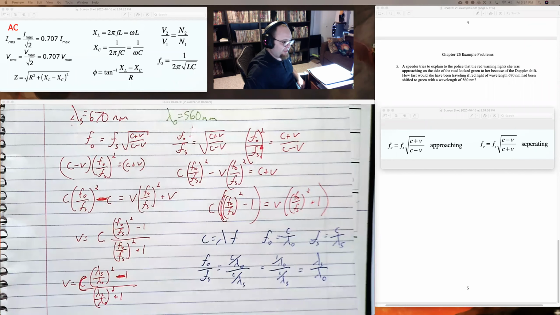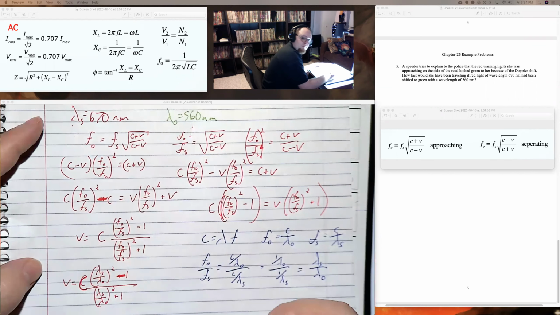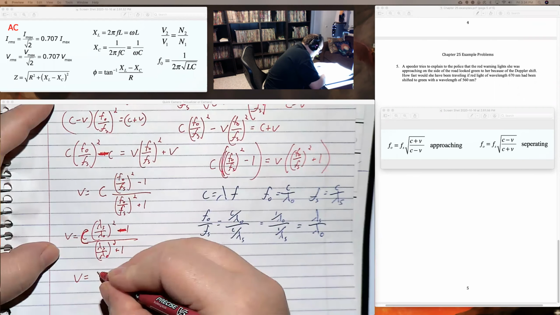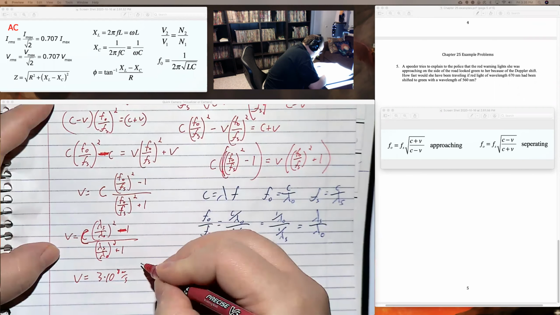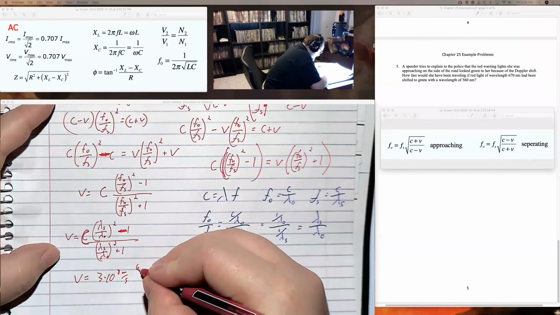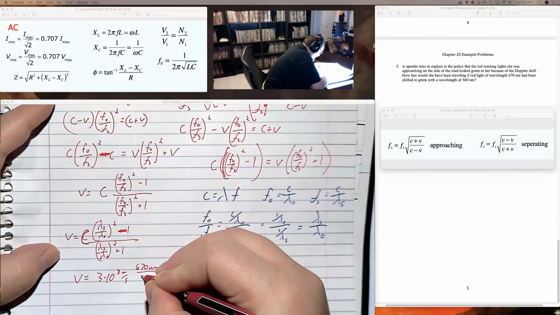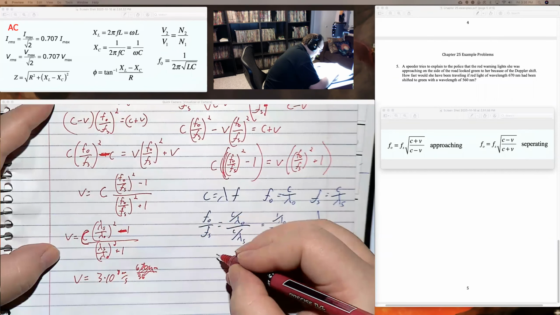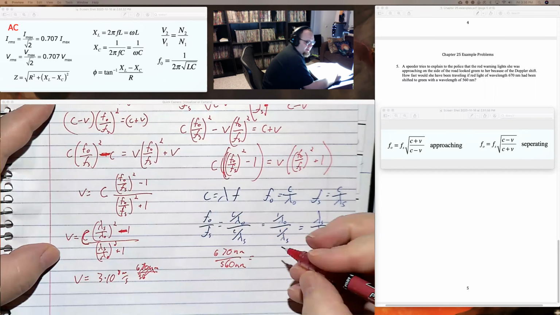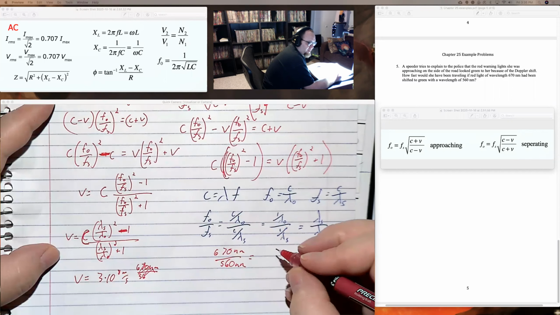So I want to quickly look at my solutions, make sure I didn't do a math error somewhere. I didn't. That is impressive. And now I can plug in. V equals C, 3 times 10 to the 8th meters per second. I'm not going to bother converting it to nanometers because they're all ratios. 670 nanometers over 560 nanometers. Doing that math, that's 1.196.